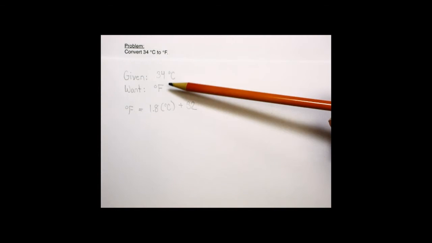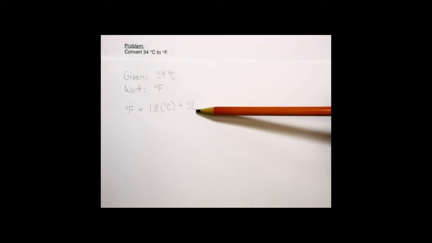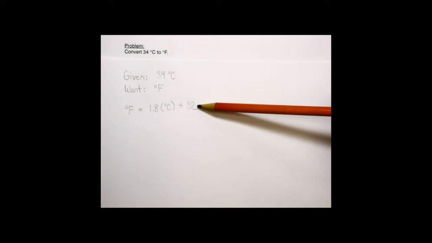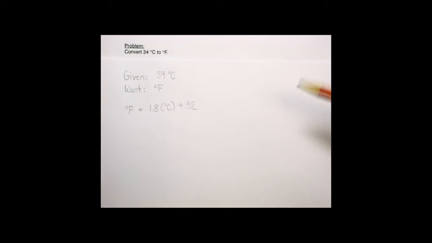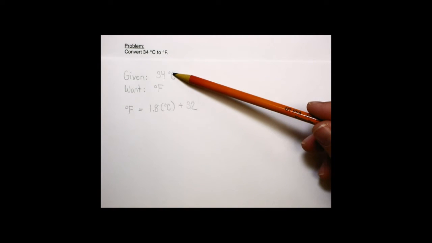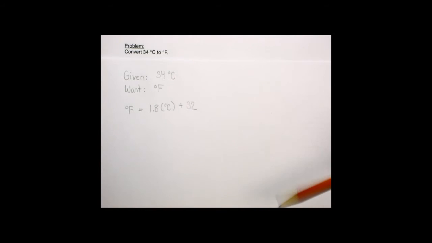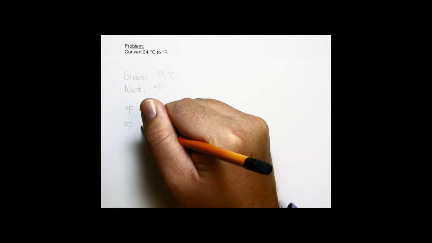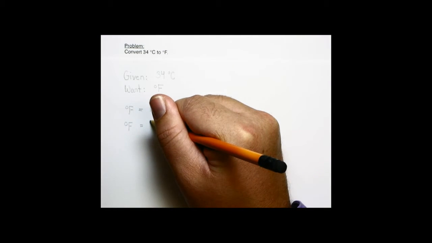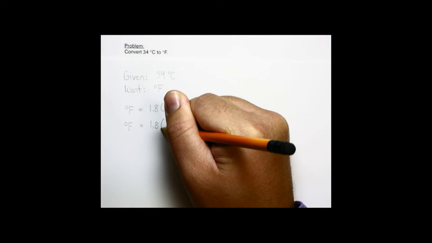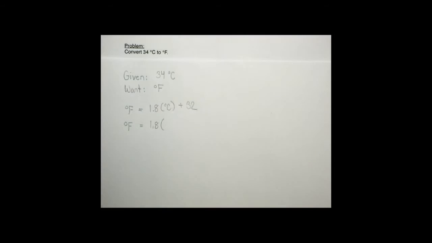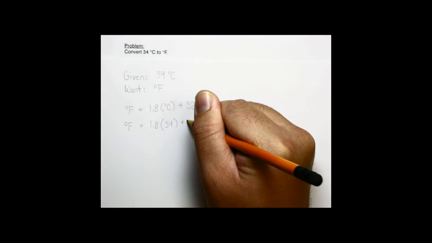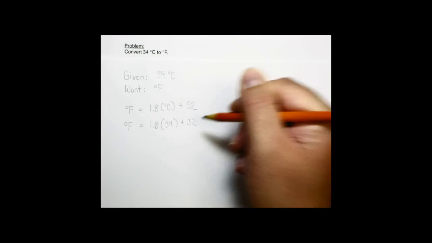And I do want you to write these down exactly as I'm doing this problem. So write down your givens, your wants. And notice now that I write down the equation, and I don't automatically plug numbers in. I just first write down the equation exactly as it is. Now what I'm going to do is substitute my given numbers into this equation. So I have 1.8, and now I know what that temperature is in degrees Celsius. It's 34, and I'm going to add 32 to that.